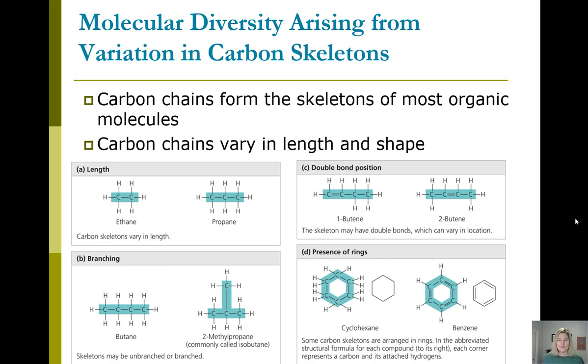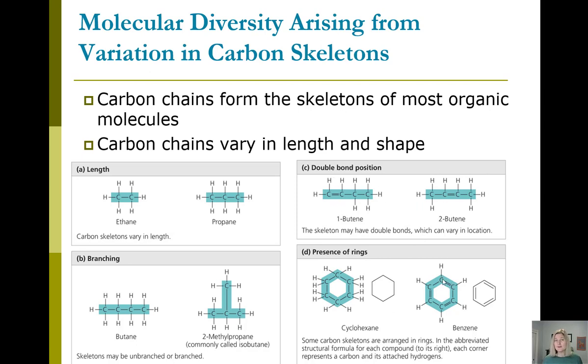Double bond positions. Here we have two molecules of butene, and they actually have the same number of carbon atoms and the same number of hydrogen atoms. But look at the difference in the position of the double bond. The carbon skeleton is lined up essentially the same, with the exception of the double bond, and so that's going to change the structure.